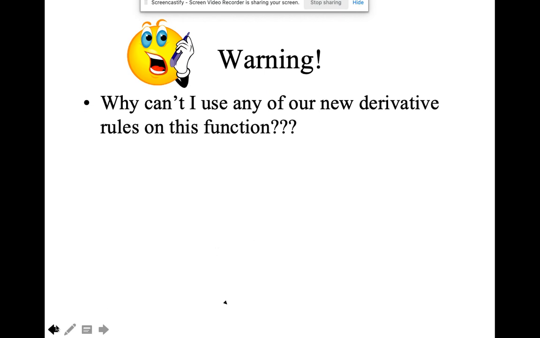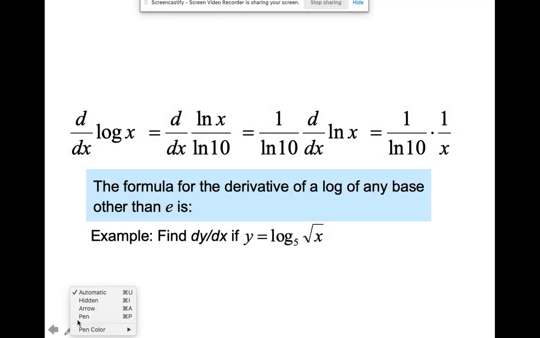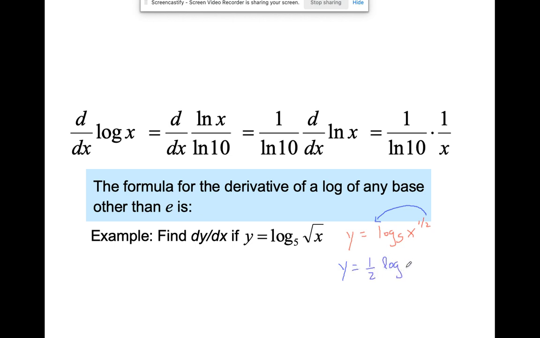Oh, wait, I'm sorry. I wanted to go back to that one problem and say I was going to do it two ways, didn't I? My bad. Remember when I wrote this as y equals log base 5 of x to the 1/2? And I chose to look at x to the 1/2 as my stuff? What if I had used log properties first? What if I said y is equal to 1/2 log base 5 of x?